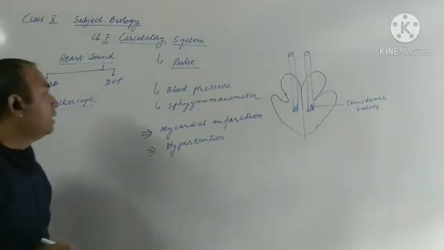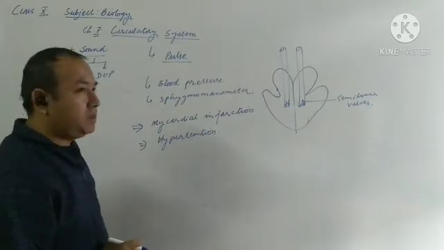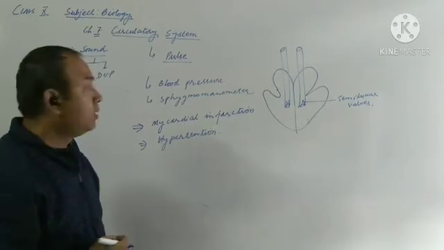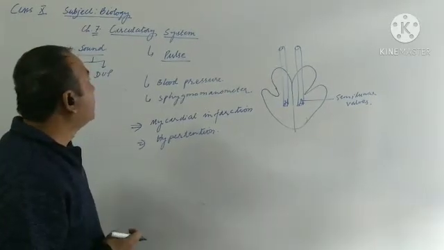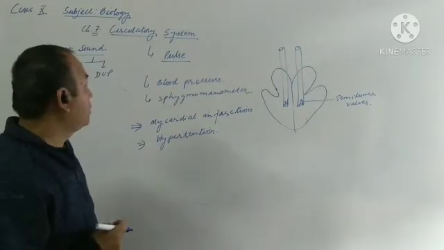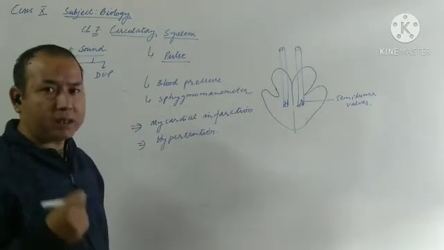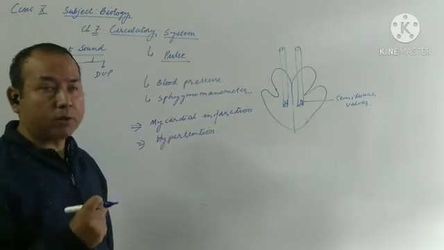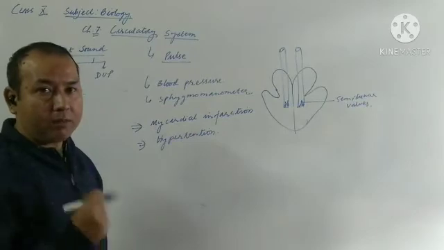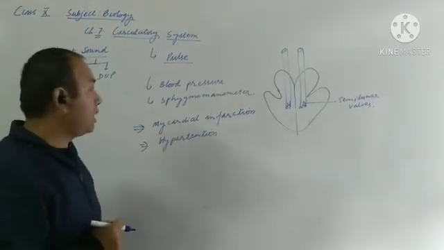Then after that, let's start another topic, that is pulse. Pulse is the contraction and relaxation of the arterial wall during ventricular systole. So this is how we can define pulse. Then again, blood pressure: the pressure which is exerted on the arterial wall during ventricular systole. When the ventricle contracts, how much pressure is exerted on the wall of the artery is what we call blood pressure.